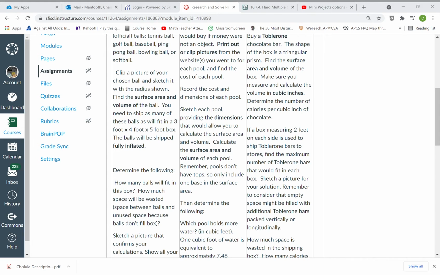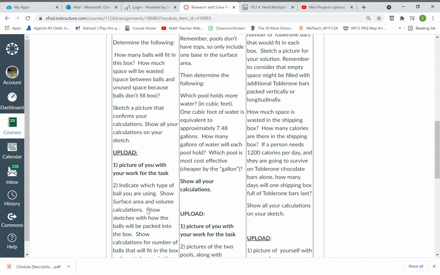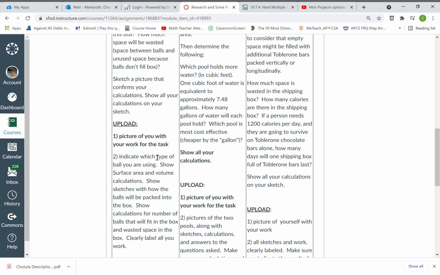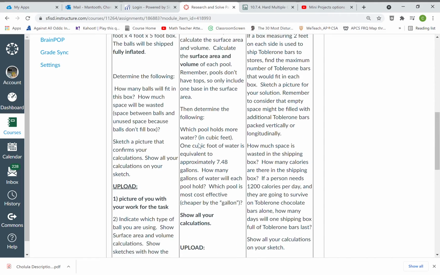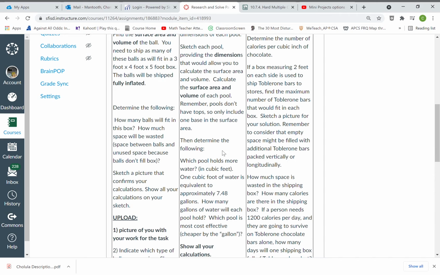You are going to calculate the amount of wasted space in there and sketch a picture. Indicate here's what you're supposed to upload: a picture of you with your work for the task, so I know that it's actually yours, and the calculations as explained.